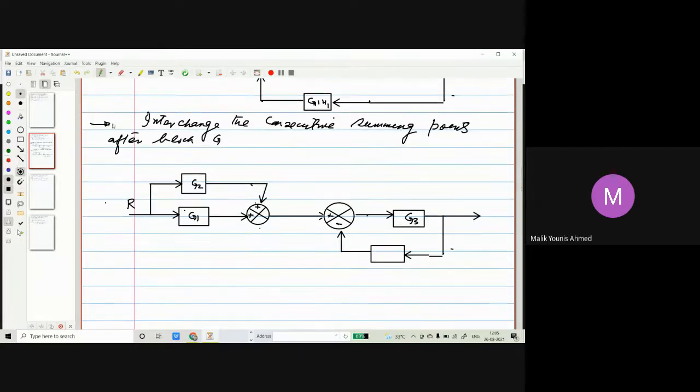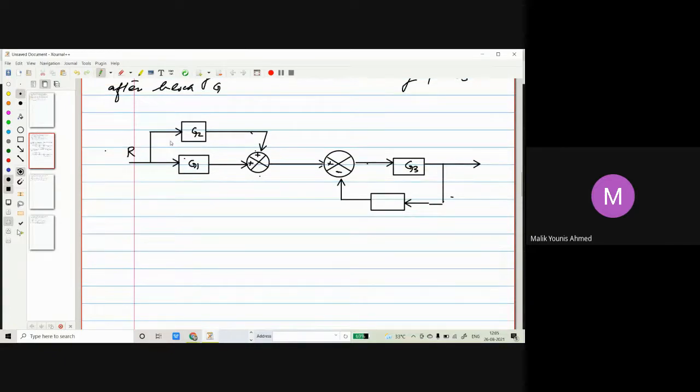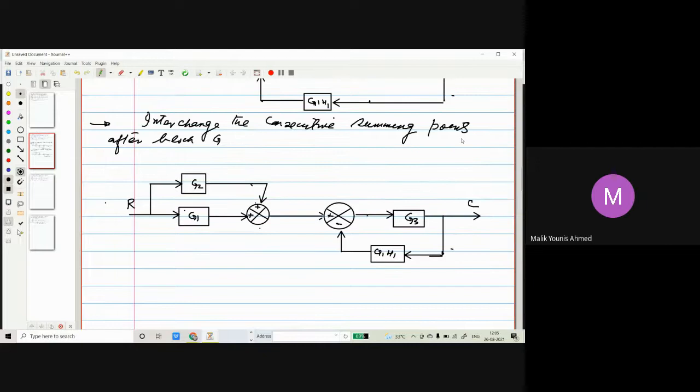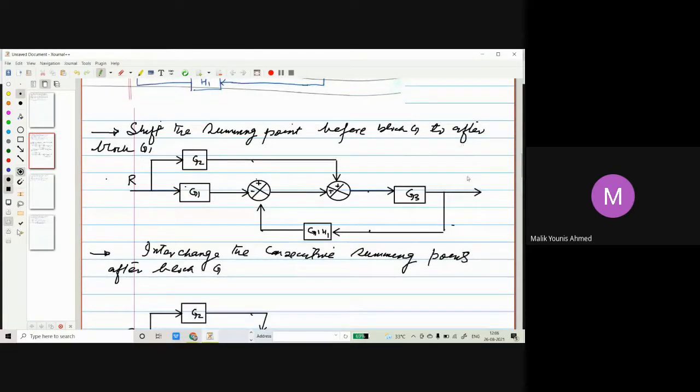Now the question becomes very simple. Now the numerical is very simple. Now this is what here? G1, H1. G1, H1. This is continuous. Okay, this is continuous. So after that, this is your C. This is also C here.